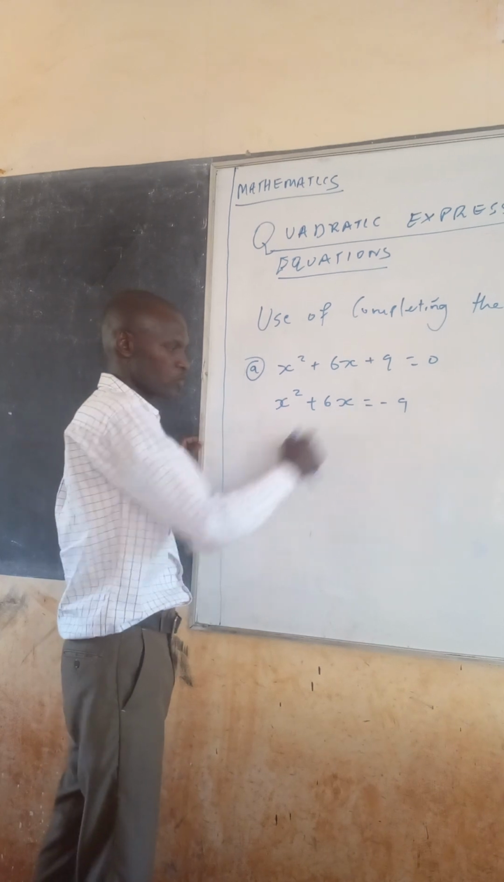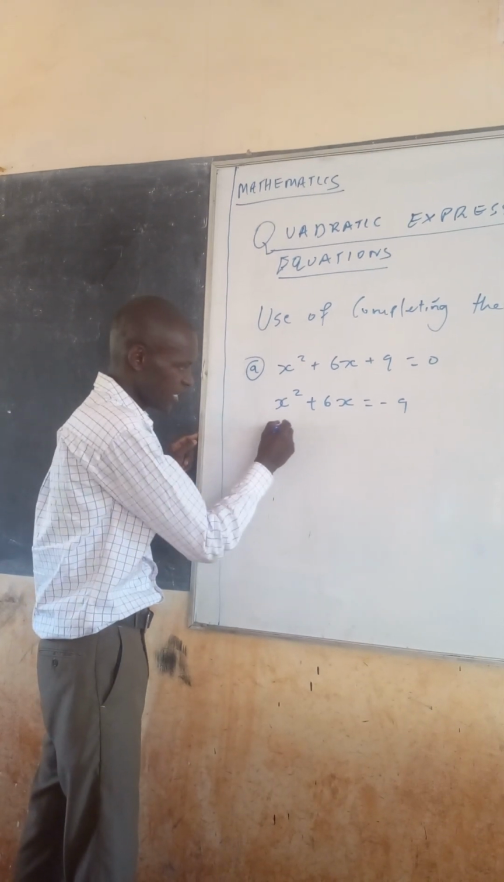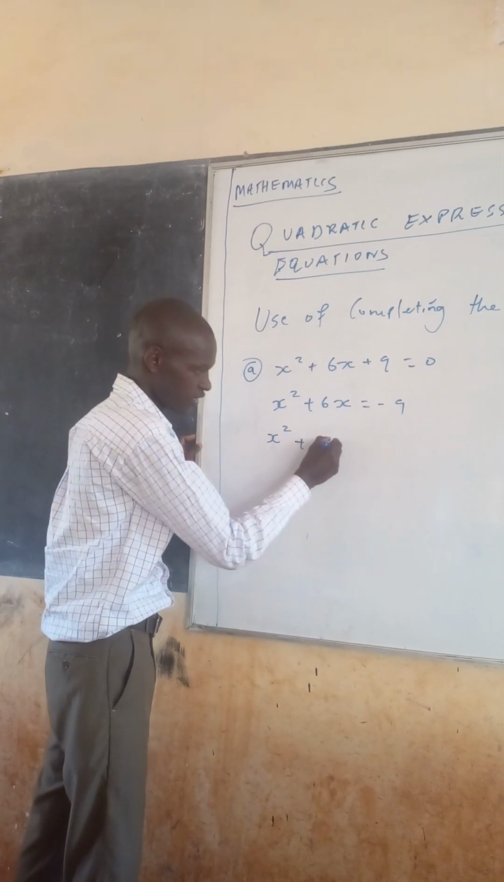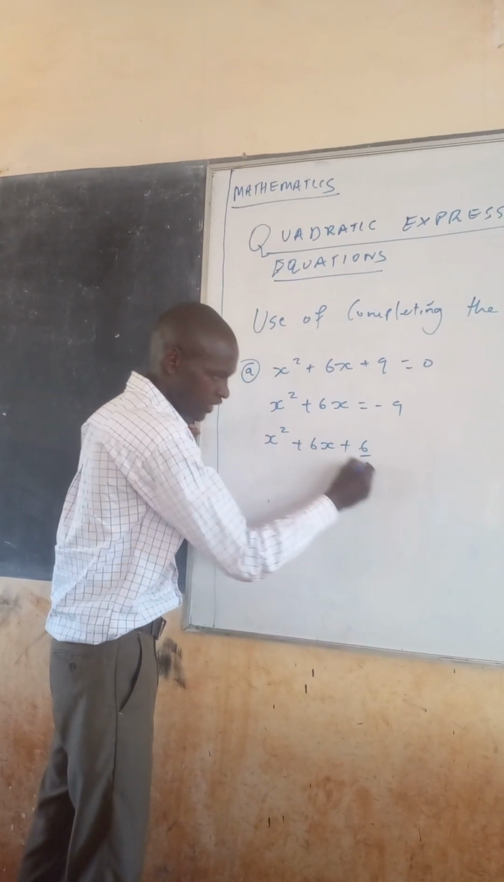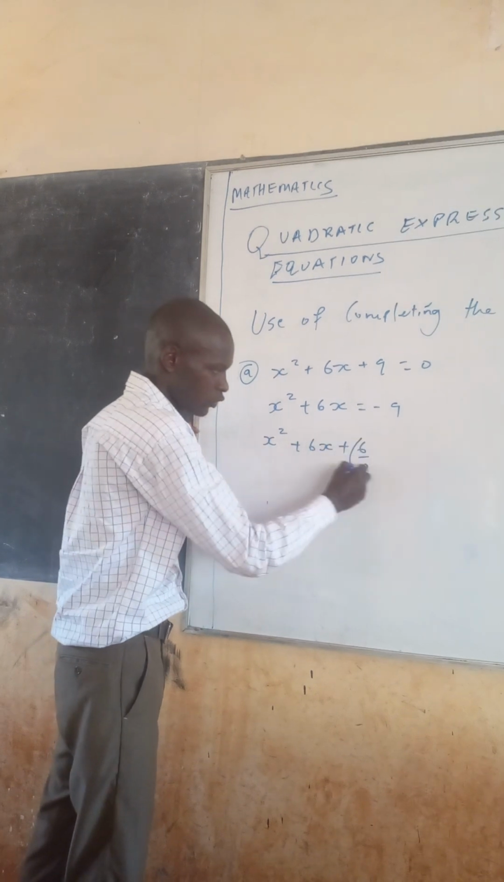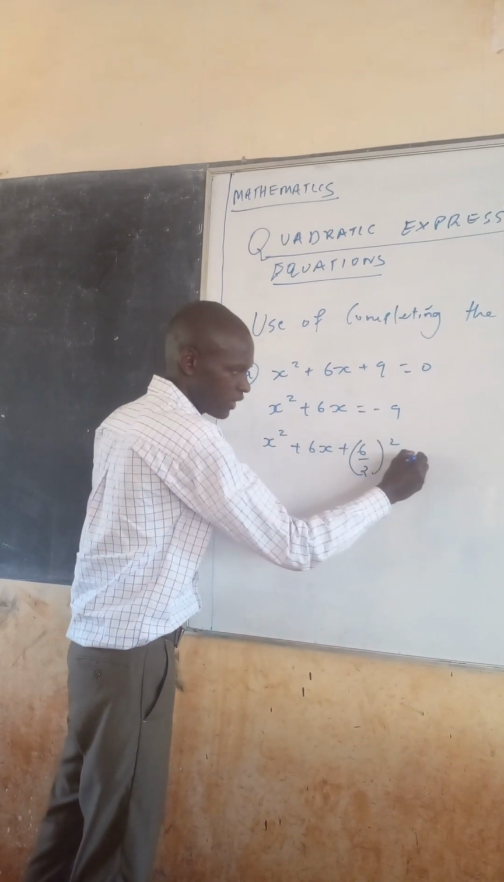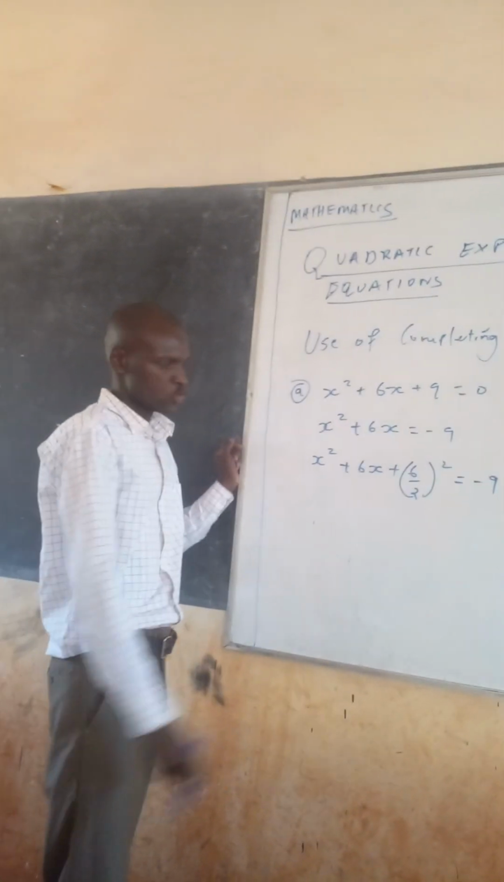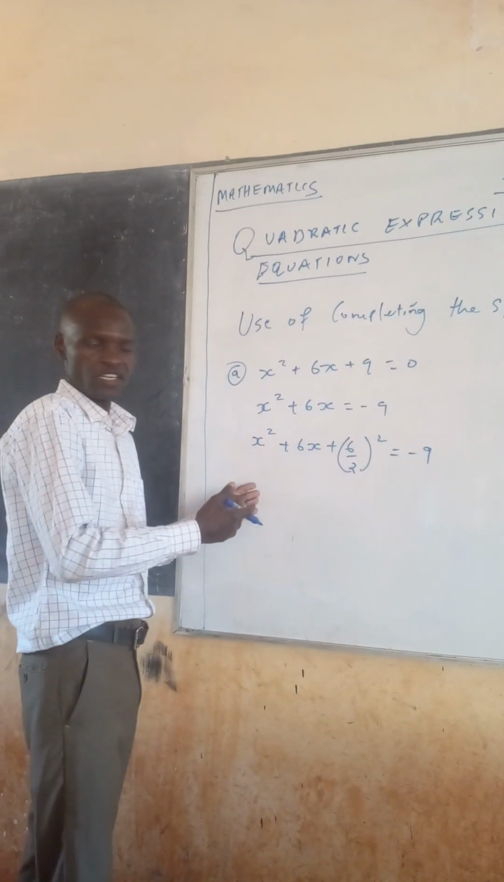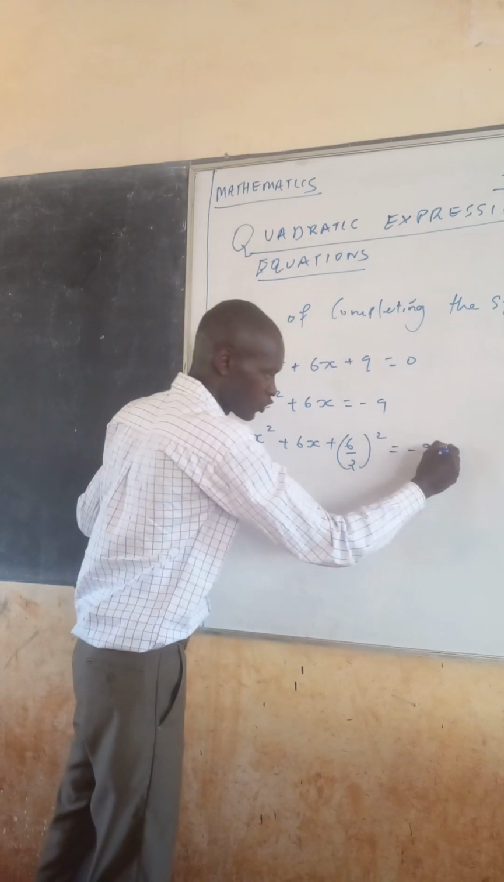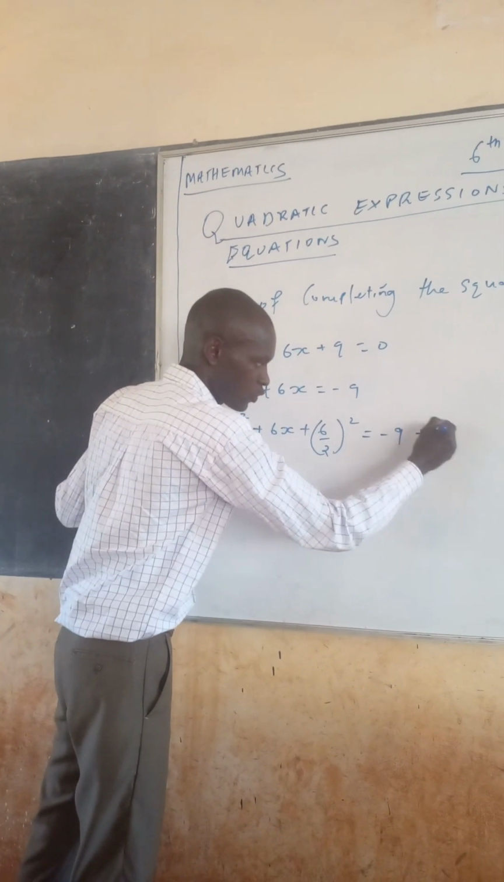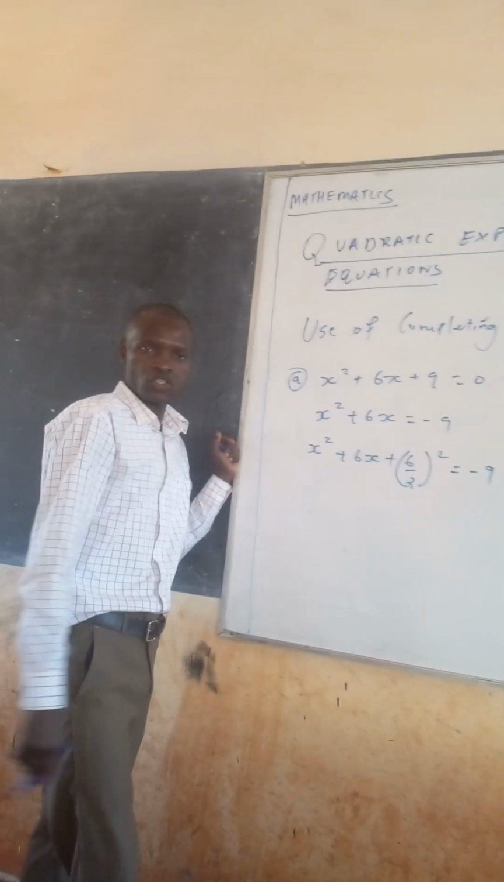After having this, the next step: x squared plus 6x plus, you take this 6 and divide it by 2. After dividing by 2, you square the component. Whatever you have done on this side, do the same on the other side, so on the right side we also add 6 over 2 squared.